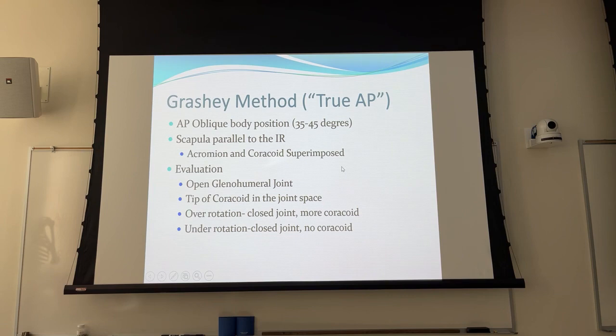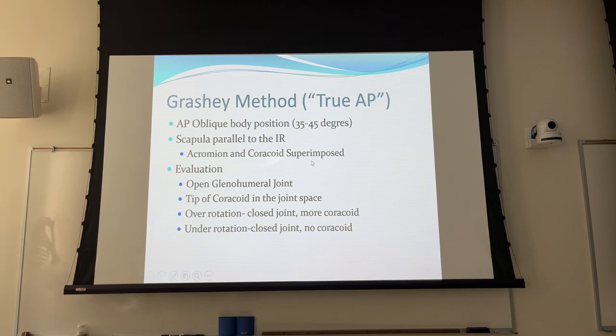The Grashey Method is fairly common even in hospitals, and some places call it a true AP, and it's not really a true AP, it's AP oblique. And the degree of obliquity varies according to the shape of the patient's body. So if you've got a patient that's kind of kyphotic, then you may have to use a different obliquity than somebody who's not kyphotic at all. So probably a steeper obliquity if the patient really has a straight back than if a patient's kind of kyphotic.